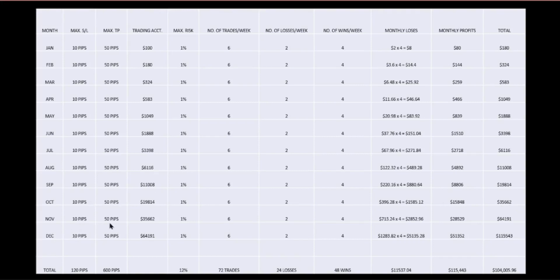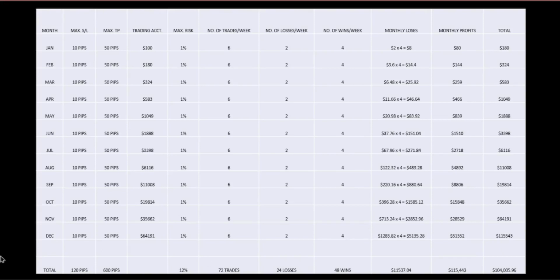Now, in the month of November, our trading account will change to $35,662. All right, everything remains constant. And in that month, we'll be losing $2,852.96. All right, and in that same month, we'll be making a profit of $28,529. Now, if you add this to our trading account, which is $35,662, it will amount to $64,191. That is in the month of November. This will be our trading account in the month of November.